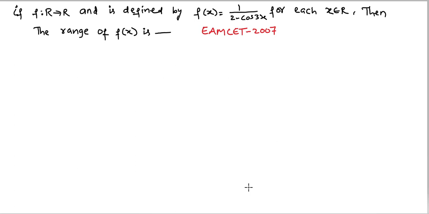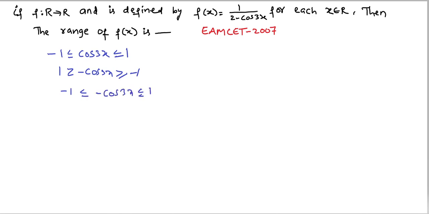If f maps R to R and is defined by f of x is equal to 1 by 2 minus cos 3x for each x belongs to R, then the range of f of x is. Here is given the function cos 3x. Cos 3x lies in between minus 1 and 1. That means minus 1 less than or equal to cos 3x less than or equal to 1. So multiplying by minus, 1 greater than or equal to minus cos 3x greater than or equal to minus 1. That is minus 1 less than or equal to minus cos 3x less than or equal to 1.